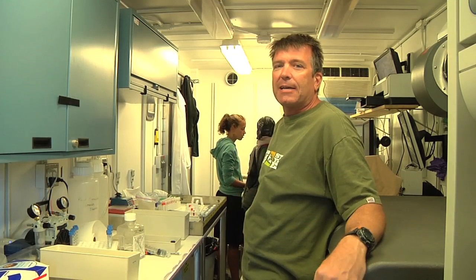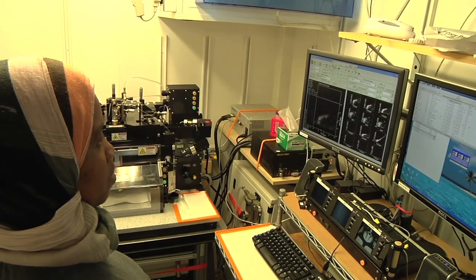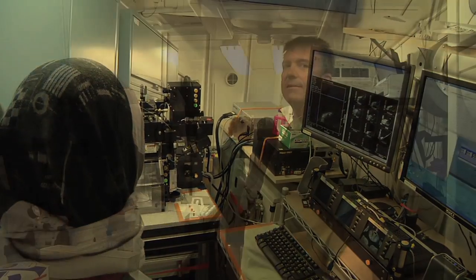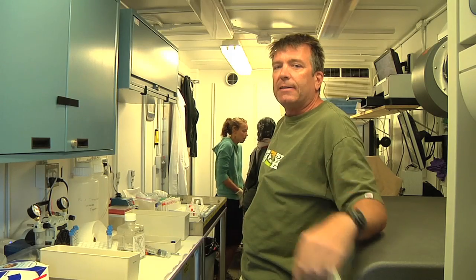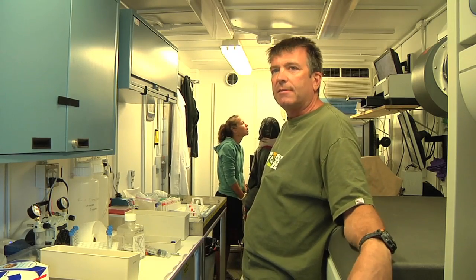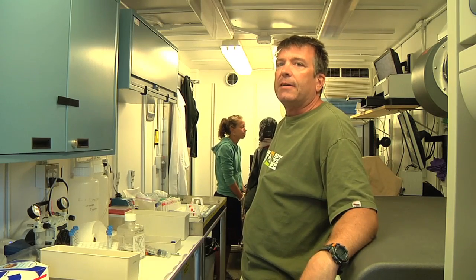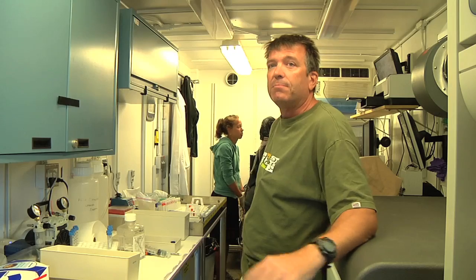Flow cytometry is a technique used to count single cells. So we're actually running ocean samples through our instrument back here, and it's quantifying the different bacteria that we see, including photosynthetic bacteria like Prochlorococcus, Synechococcus, and heterotrophic bacteria that have no pigment.